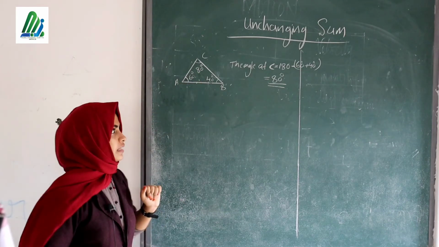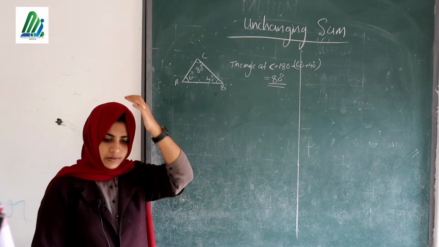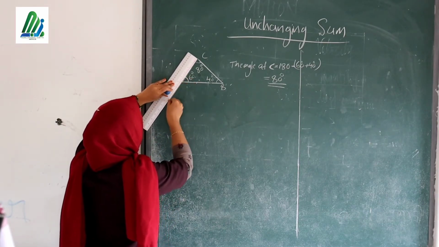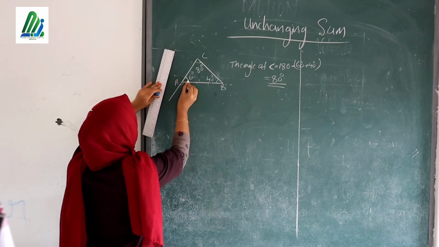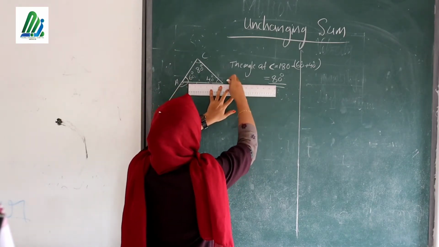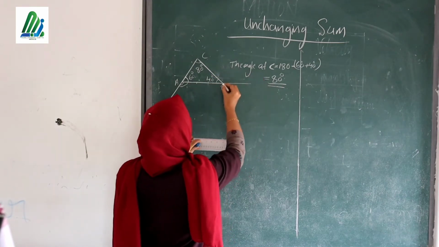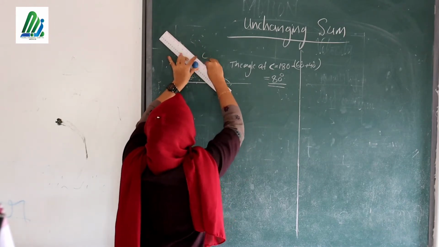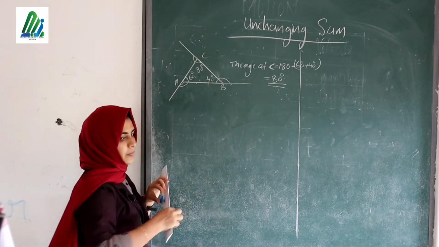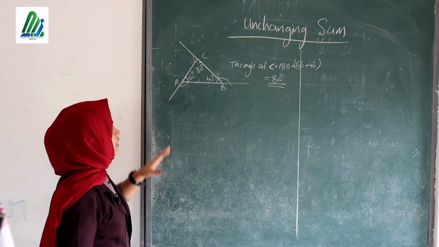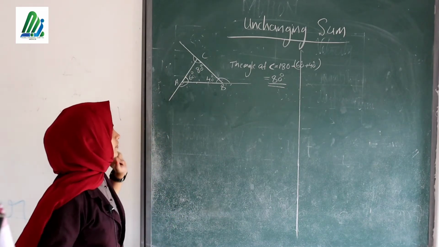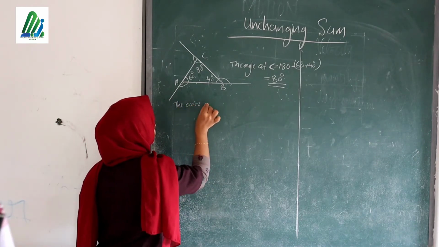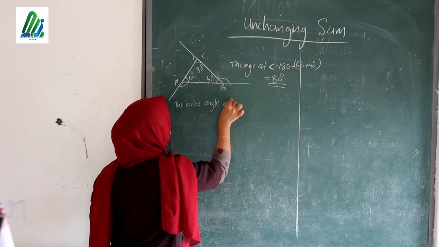Then what about the outer angles of this triangle? I just extend the line AC like this. So here is the outer angle. And also extend AB. So here is another outer angle. Then next, what about the outer angle at A?